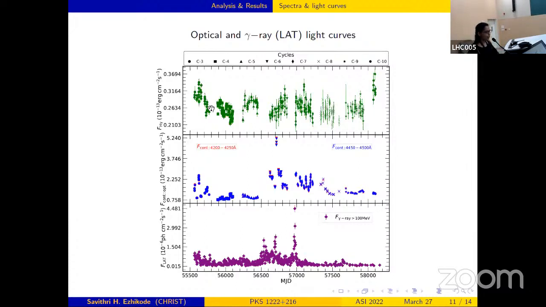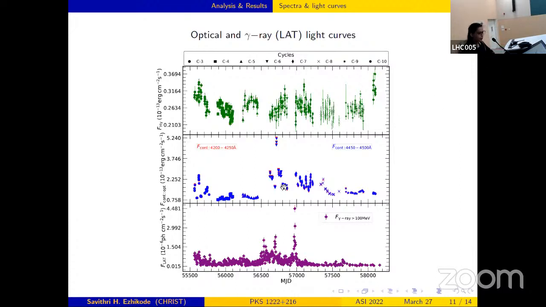This panel shows the variation of the H gamma flux, that is the broad emission line flux. And this is the optical continuum flux for 2 different regions. And here the last panel shows the gamma ray flux. The various symbols correspond to various observation cycles in the optical data. There are seasonal gaps in the data, and the various symbols show the observation cycles of the Steward Observatory observations.